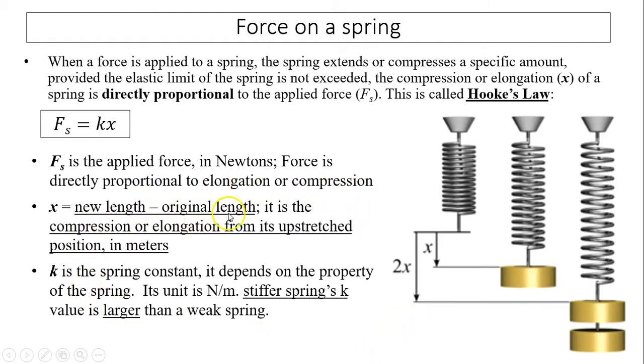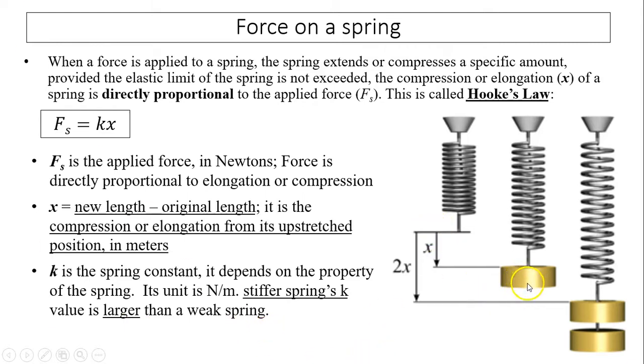x is new length minus original length. That's the x. K is called a spring constant. It is a property of the spring. Its unit is Newton over meter. Stiffer springs have a bigger K value than a weak spring.